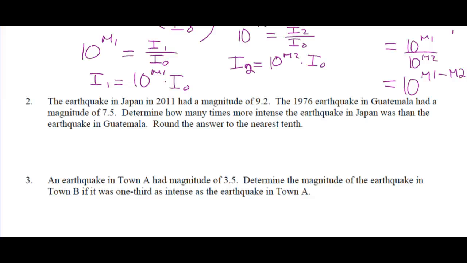So if you actually go online and look at the Richter scale, like on Wikipedia or something, it'll describe sort of what you can expect. Matter of fact, let's pause.